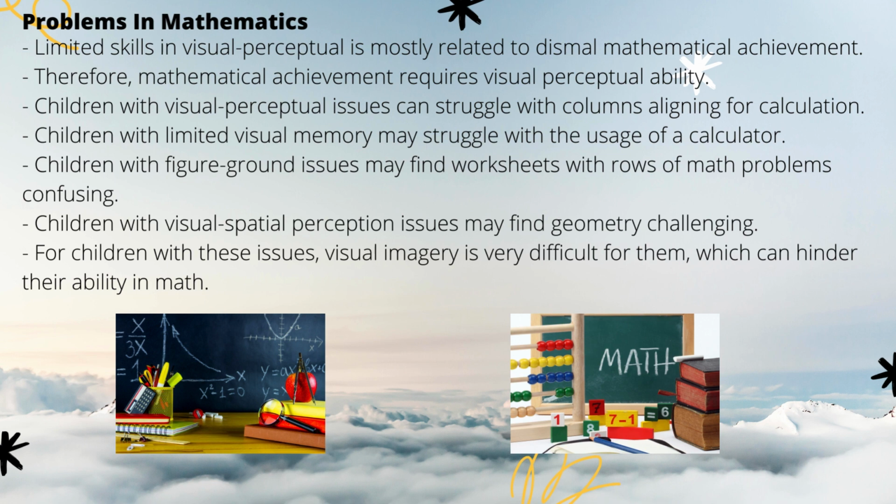Children with limited visual memory may struggle with the usage of a calculator, and it may also cause issues with addition and subtraction because both require multiple steps. Children with figure ground issues may find worksheets with rows and columns of maths problems confusing. Children with visual spatial perception issues may find geometry challenging because geometry is full of spatial characteristics.